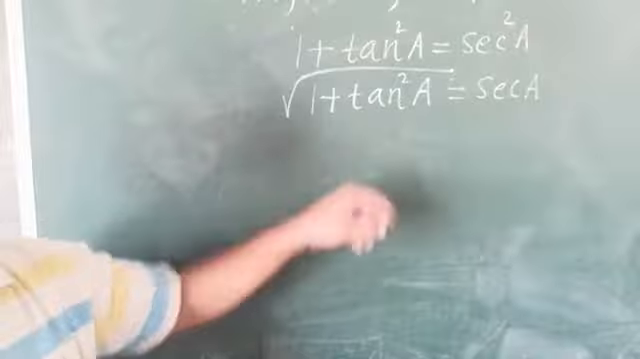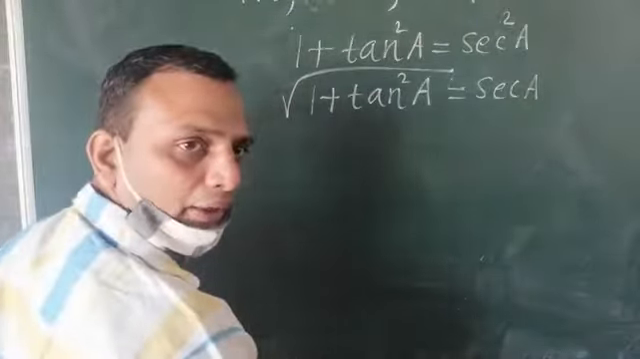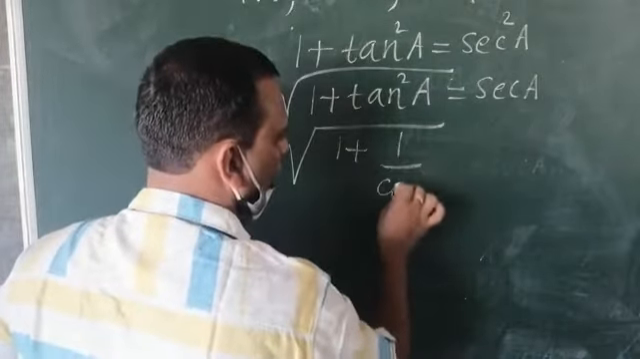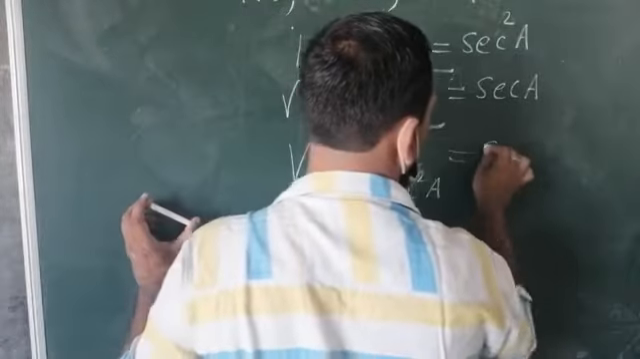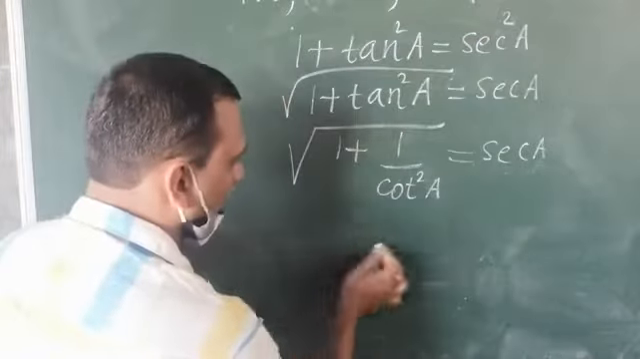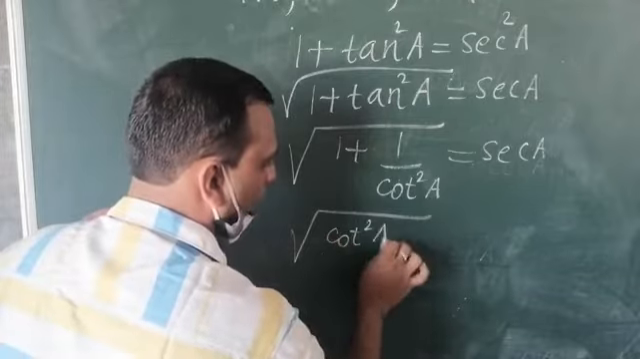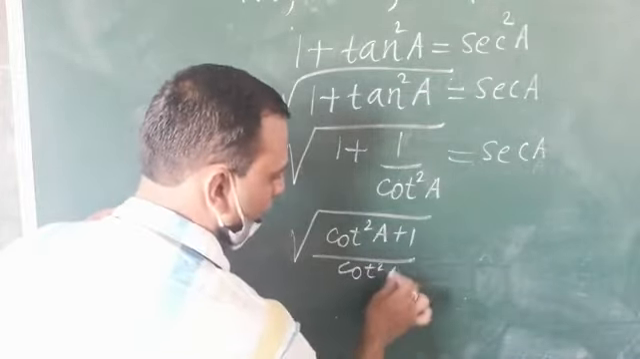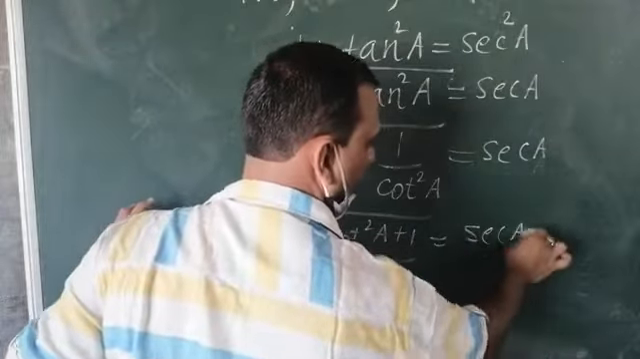We have to change it in the form of cot A. So now tan and cot are related to each other. How? 1 plus 1 upon cot square A equal to what? Sec A. Now take the LCM. So what will be the LCM? Cot square A plus 1 upon cot square A equal to what? Sec A. This is the answer.